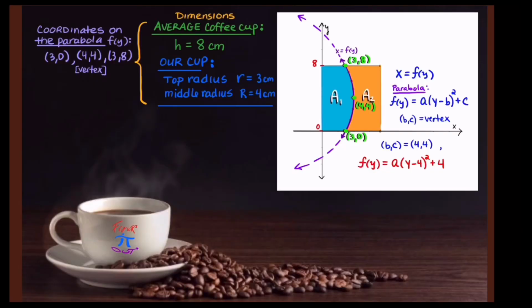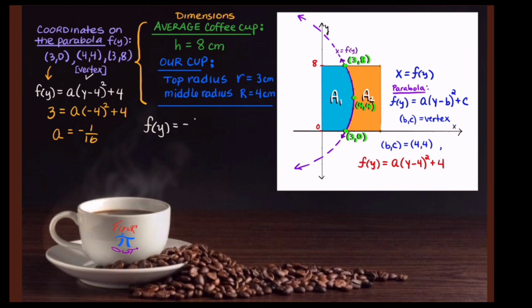To finish our investigation, we will use some measurements that we know for regular coffee cups. The average coffee cup has a height of 8 centimeters, and our bulging coffee cup has a top radius of 3 centimeters and a middle radius of 4 centimeters. So we can model the curve that will rotate about the axis using a parabola. And a few coordinates given on this parabola will allow us to generate the function f of y is equal to negative 1/16 (y minus 4) quantity squared plus 4.